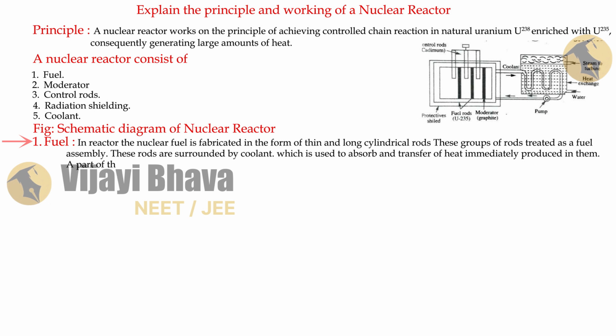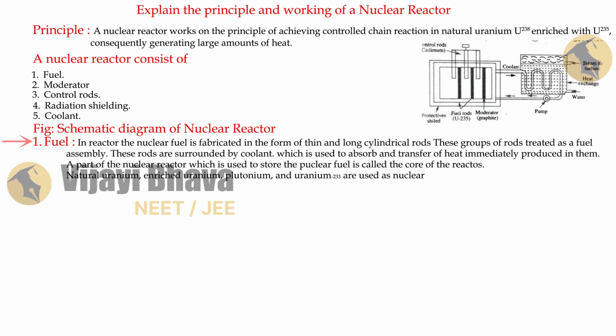A part of the nuclear reactor which is used to store the nuclear fuel is called the core of the reactor. Natural uranium, enriched uranium, plutonium and uranium 233 are used as nuclear fuels.